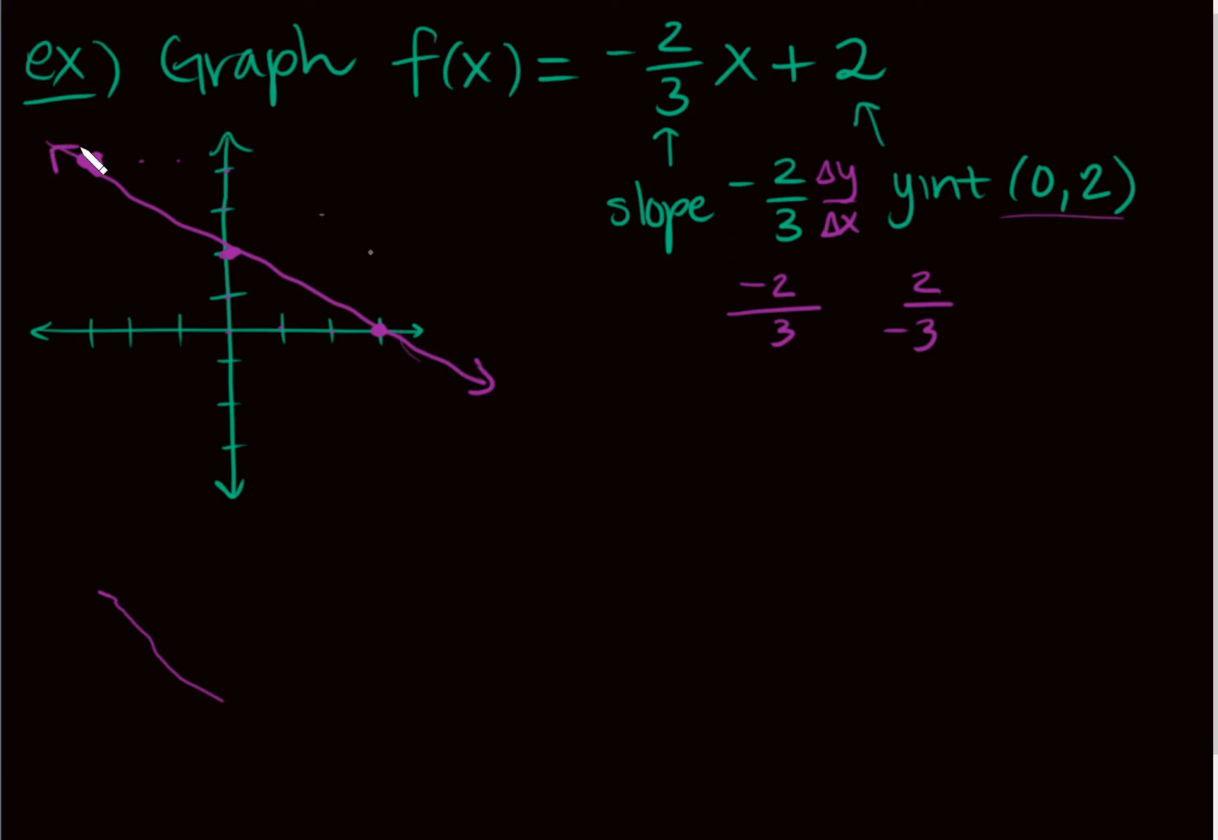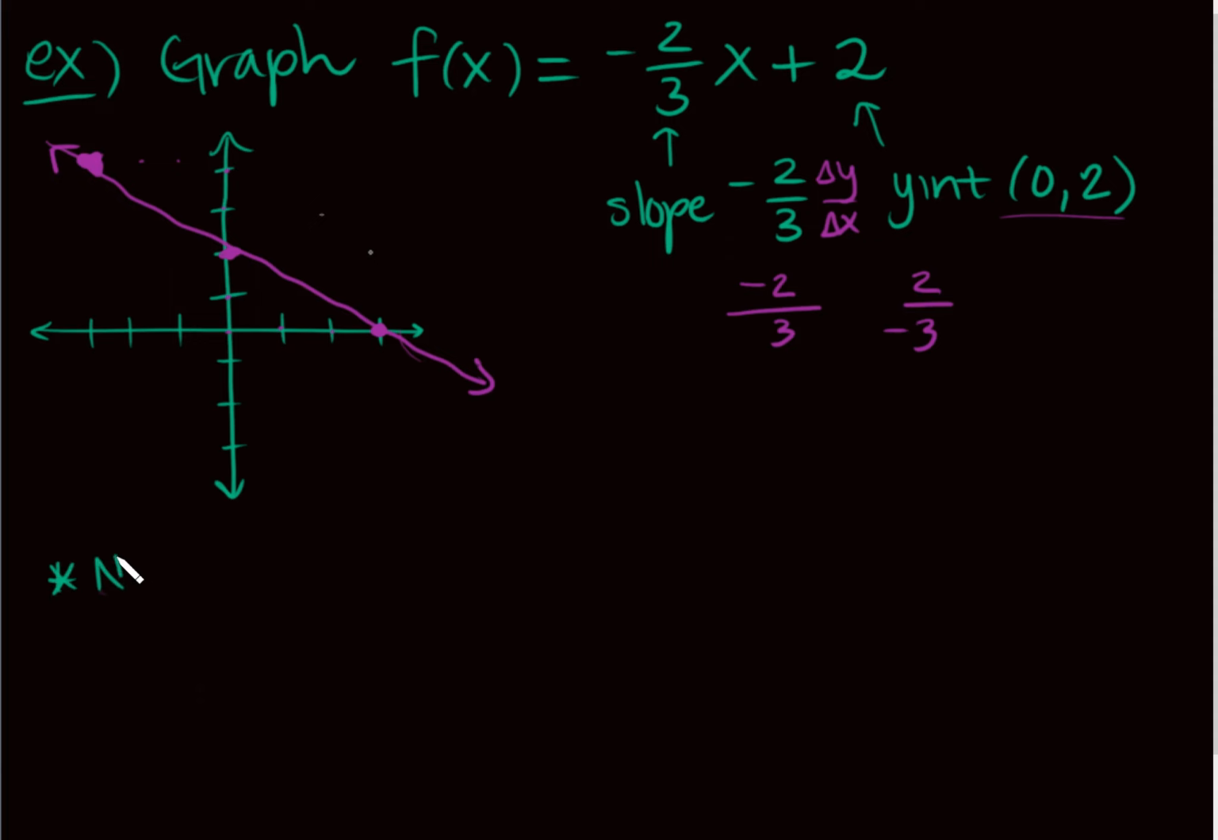There's my line. Slope -2/3 and y-intercept (0, 2). You know how to do this. I believe that you have had this before. So I hope that makes sense. A couple things about slope.